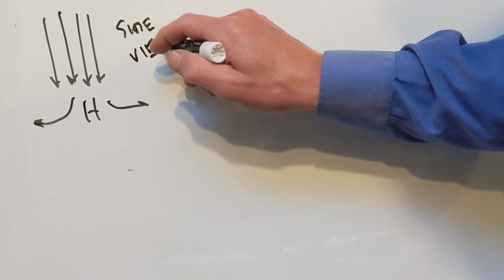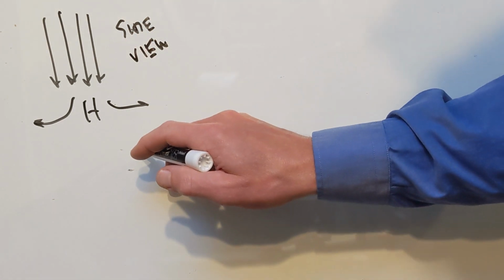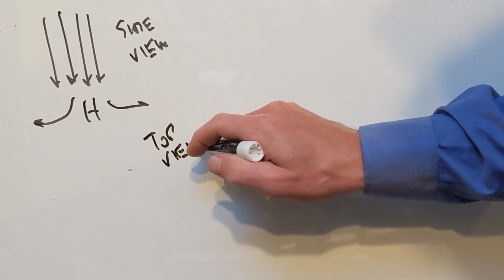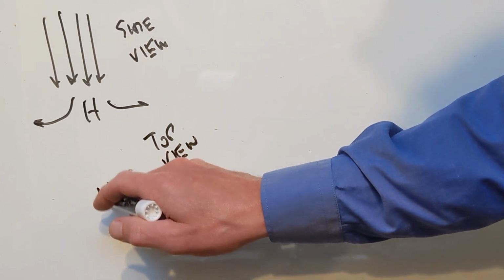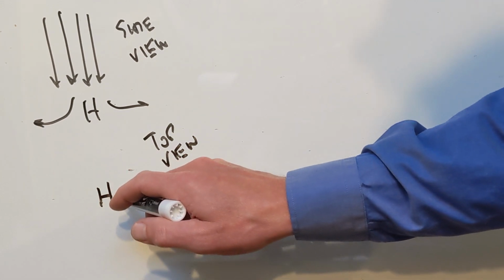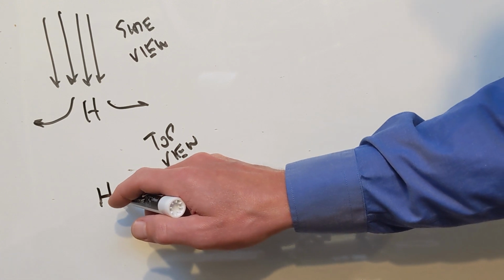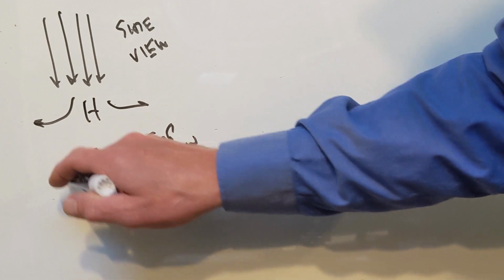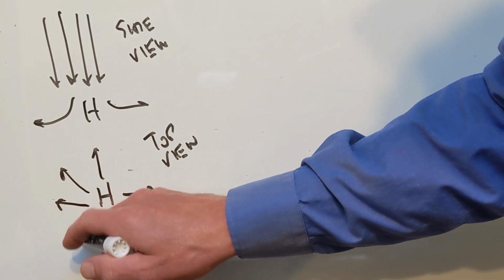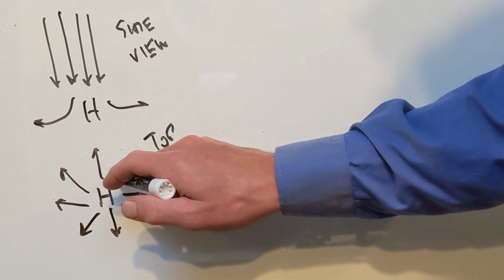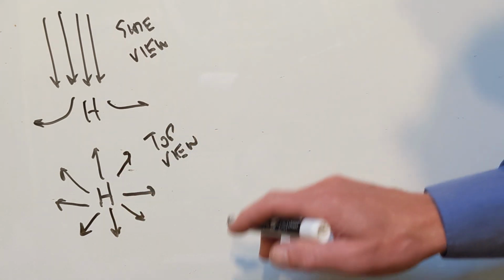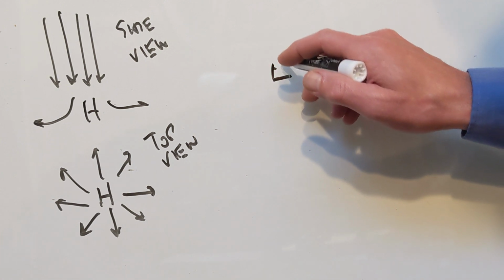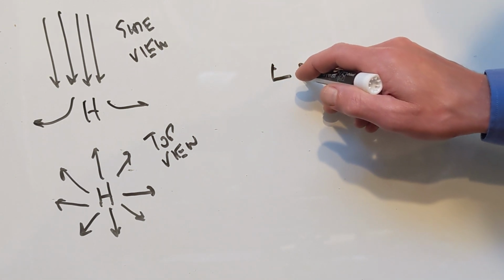And I encourage you to follow along in your notebooks here as well. From a top view, what we would see is a high pressure on the surface in the middle. And now this is on a non-rotating Earth. We would have that wind moving out in every direction away from the high, like so.